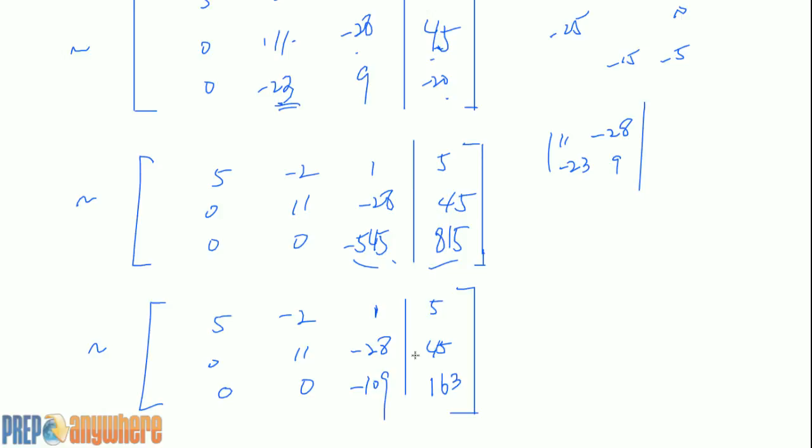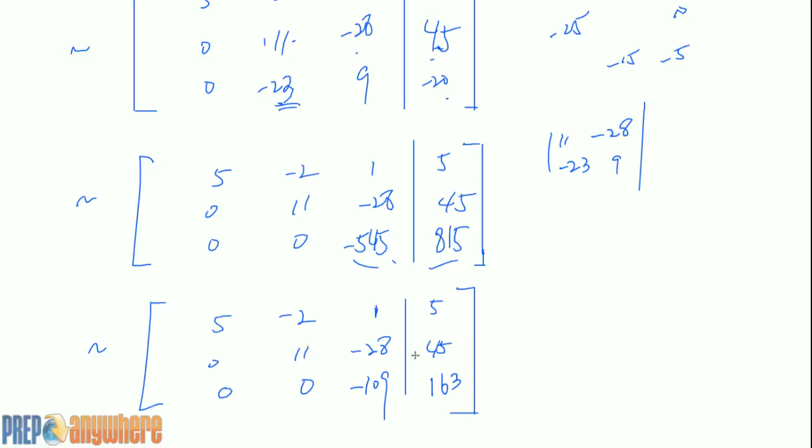Yeah, that's it. So you have to understand that from the original, what we're doing here is 3 times R1 minus 5 times R2. Here it's R1 minus 5 times R3. You have to understand that.